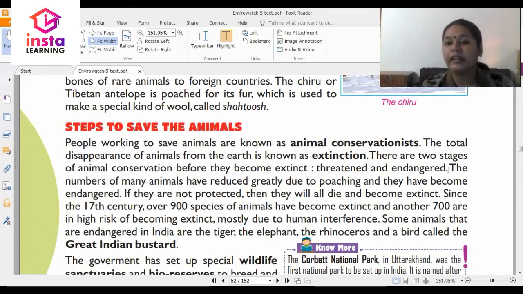First is threatened and endangered. The number of many animals has reduced greatly due to poaching and they have become endangered, like tigers. If they are not protected, then they will all die and become extinct. Since the 17th century, over 900 species of animals have become extinct and 700 are at high risk of becoming extinct. So these 700 are endangered species, mostly due to human interference.